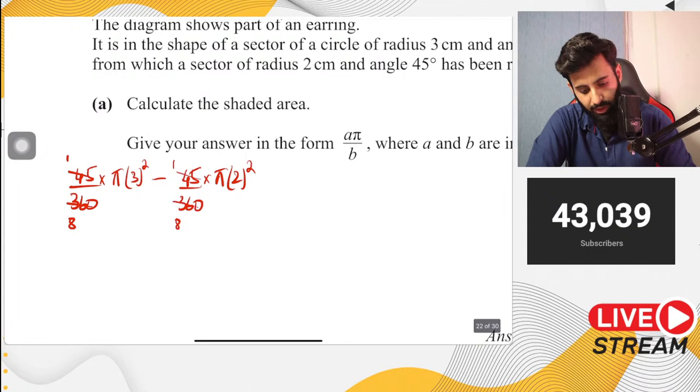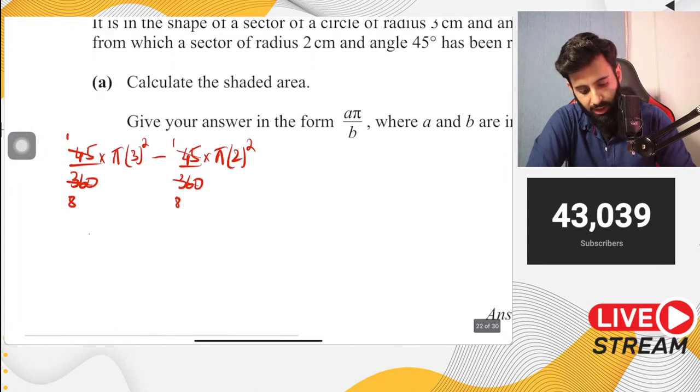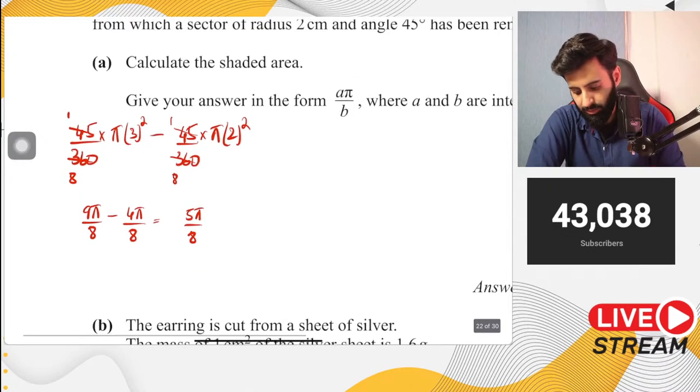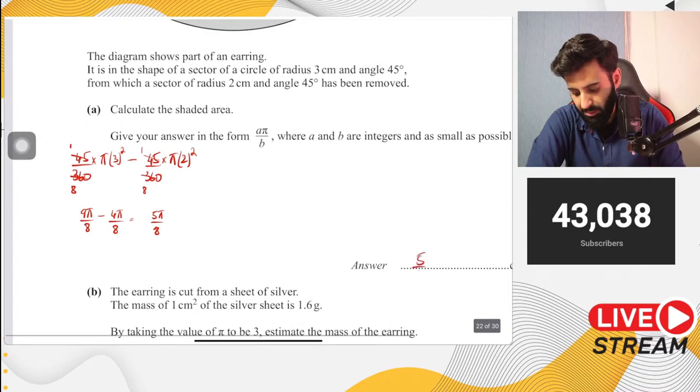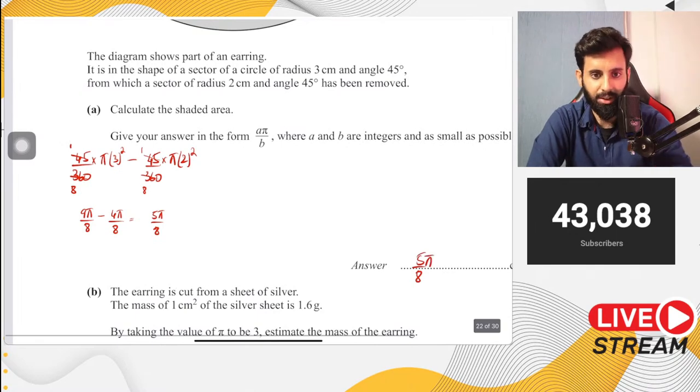So here's what we're looking at. We're basically looking at 9 pi upon 8 minus 4 pi upon 8. So 9 pi minus 4 pi is 5 pi, 5 pi upon 8. And there you go, that's your answer. 5 upon 8 pi is the area of the shaded region. That's what we were supposed to do, and we've done just that.